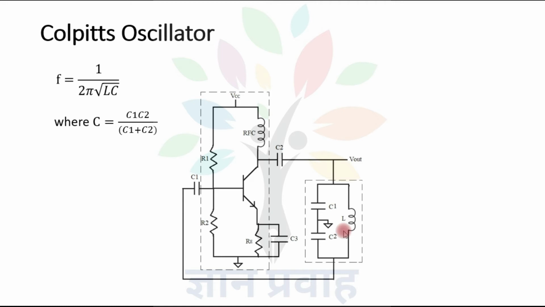So for sustained oscillation, 360-degree phase shift must be there. So 180-degree phase shift is provided by this tank circuit, and 180-degree phase shift is provided by this amplifier circuit. So at the output of this amplifier circuit, we get 360-degree phase shift. And here the frequency of oscillation is 1 upon 2 pi root LC. C is here the series combination of C1 and C2, so equivalent C is C1 C2 divided by C1 plus C2.